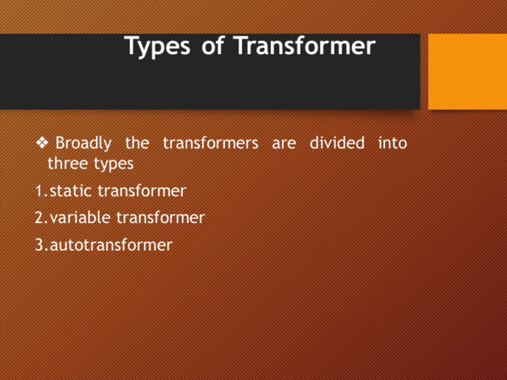calibration. And then we have autotransformers, which are a bit different. They share some windings between the primary and secondary, making them more compact and efficient for certain voltage adjustments. Recognizing these types helps us understand how different transformers suit various electrical needs, connecting back to our overall theme of efficient power management.